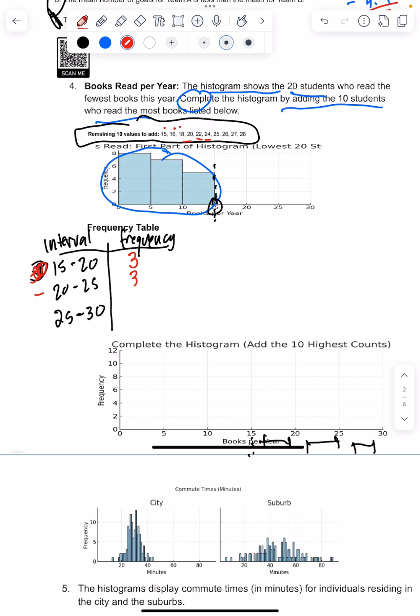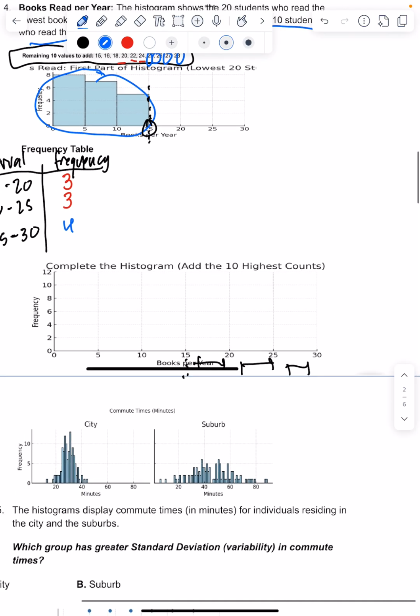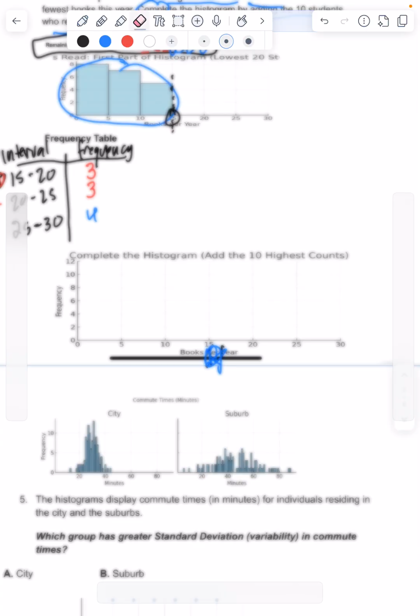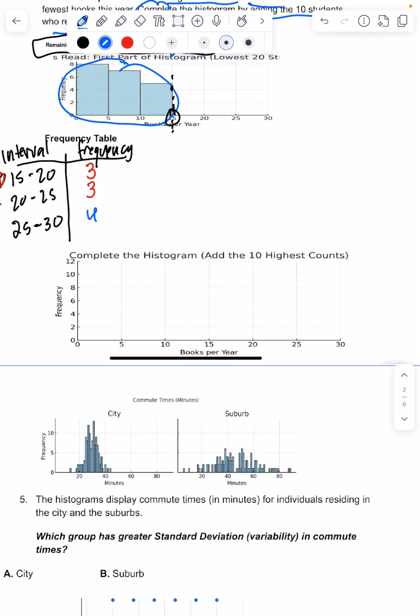So that's 3, and then for the last two we have 25 in the next bucket, yes. 26, 27, 28. So that's 4. All I have to do in the test, this will be more of a tech problem, is actually drag the frequency table up or down. So you're going to have to be able to do that in the test.